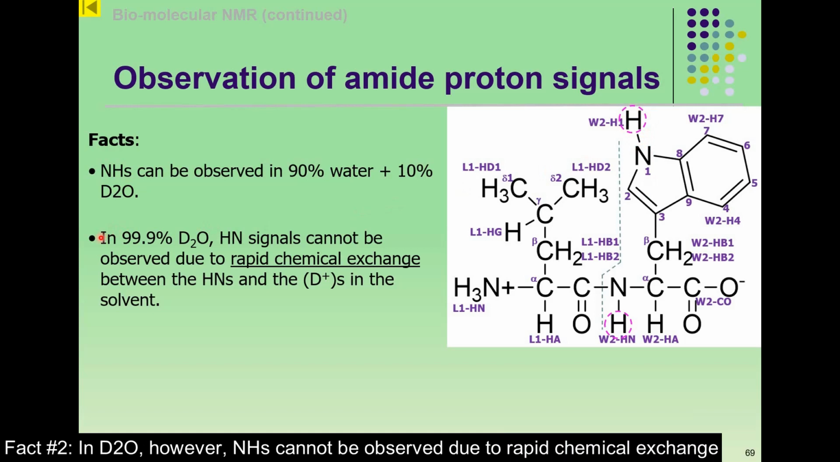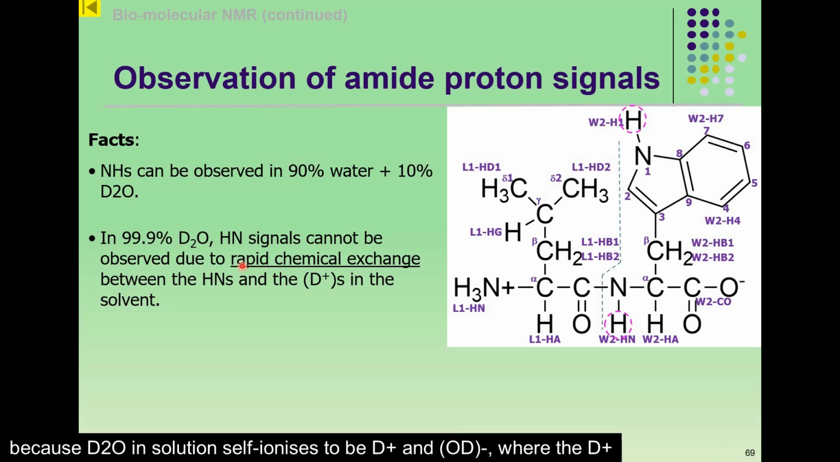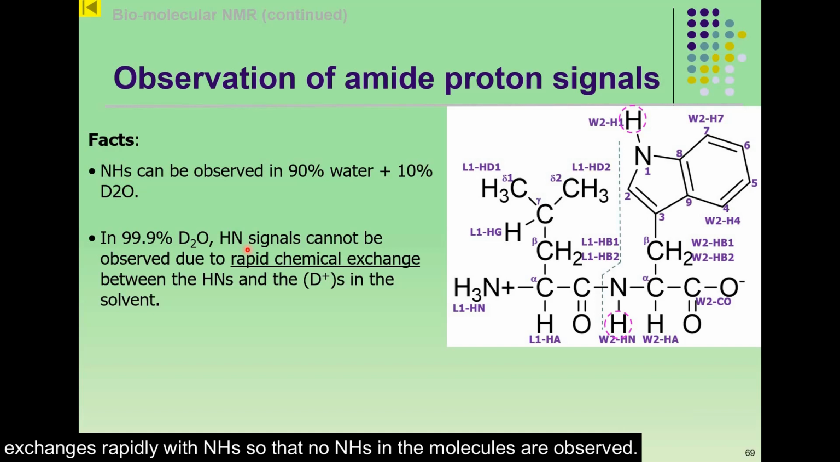Fact number 2: in D2O, however, NHs cannot be observed due to rapid chemical exchange between the NHs and the D+ in the solvent. Because D2O in solution self-ionizes to be D+ and OD-, where the D+ exchanges rapidly with NHs so that no NHs in the molecules are observed.